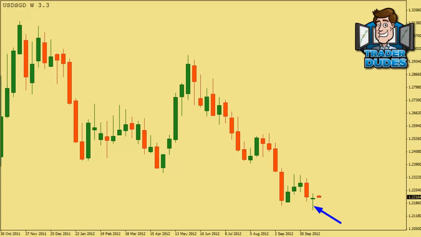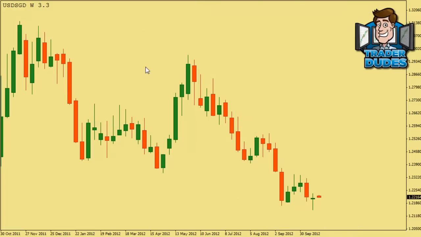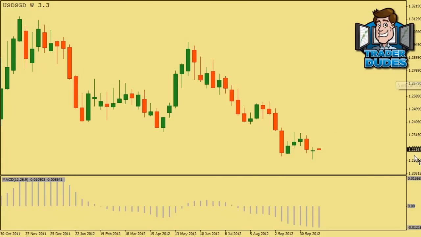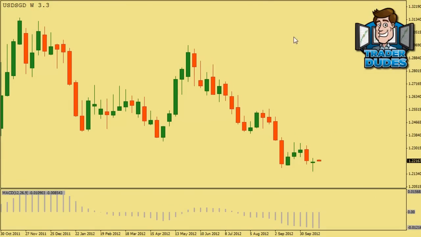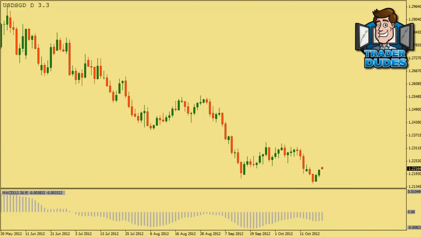Now, we're obviously at a swing low here. The trend is down, the immediate trend is down as well. We are at a swing low, so we're at a new low point. Now, if we use our MACD, we can see that we don't have divergence on the weekly chart, but if we go down to the daily chart here, you can see that we have distinct divergence.